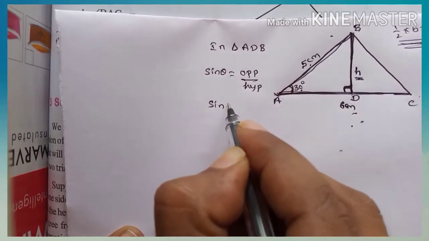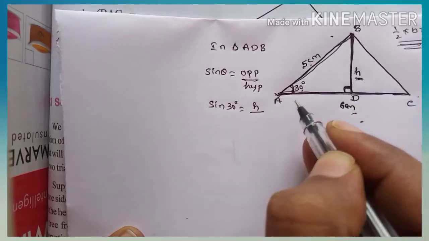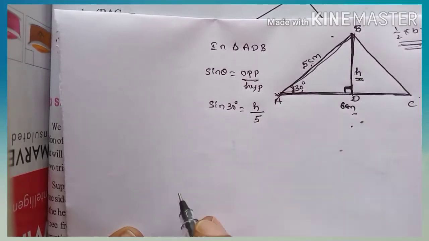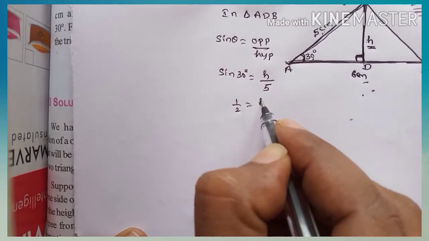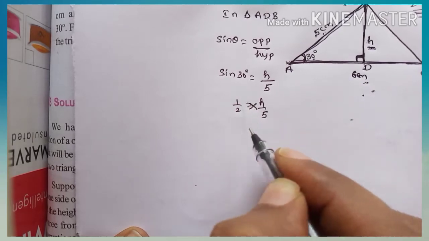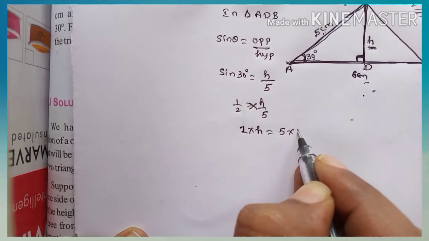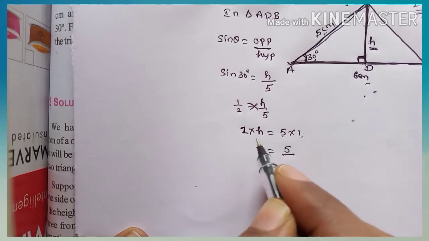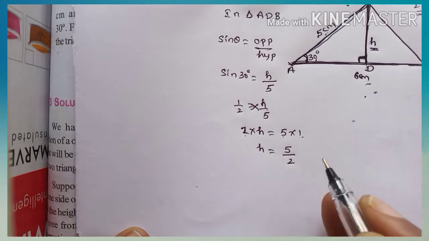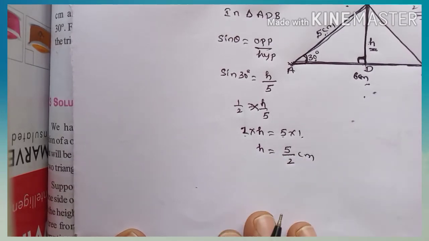Sin theta, sin 30, is equal to the opposite value h by the hypotenuse value 5. What is the value of sin 30? It is 1 by 2, equal to h by 5. Apply cross multiplication. 2 into h is equal to 5 into 1. h is equal to 5 ones are 5, into 2 transposed, divide by 2. So the value of h is equal to 5 by 2, that is 2.5 centimeters.